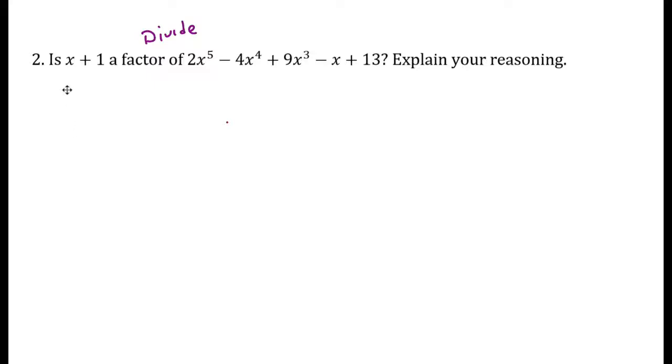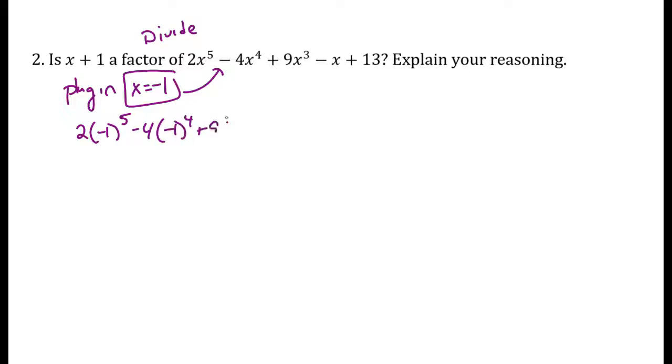We're going to plug in x equals negative 1. When I plug in x equals negative 1, that will tell me my remainder. So 2 times negative 1 to the 5th, minus 4 times negative 1 to the 4th, plus 9 times negative 1 cubed, minus negative 1 plus 13. Again, at this point, you can just type it all in the calculator. Negative 1 to an odd power stays negative. Negative 1 to an even power becomes positive. So minus 2 minus 4 minus 9 plus 1 plus 13. Let's see what we get here.